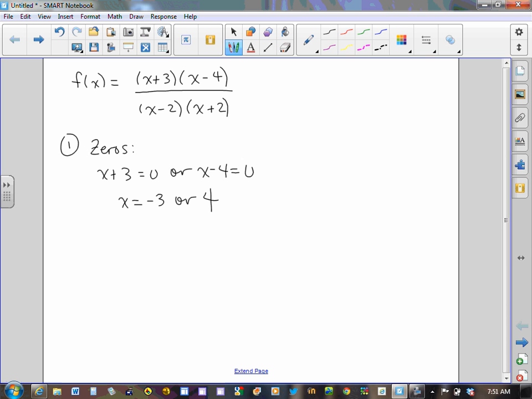Another consideration that we had as well with graphing was the vertical asymptotes. And recall, this is where values of x make the factors in the denominator equal to 0. So in this case, we can eyeball them. They would be at x equals plus or minus 2.